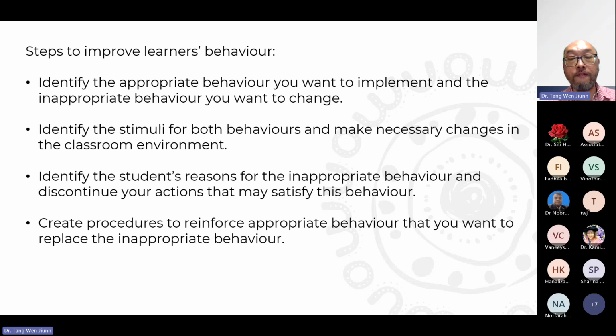Create procedures to reinforce appropriate behavior when you want to replace the inappropriate behavior. These are extra things that we have to do. You want them to replace inappropriate behavior, so let's say we want them to read in advance. How do we make sure they read? Normally they come in unprepared, so we have to find out how to make them prepare for the next class.